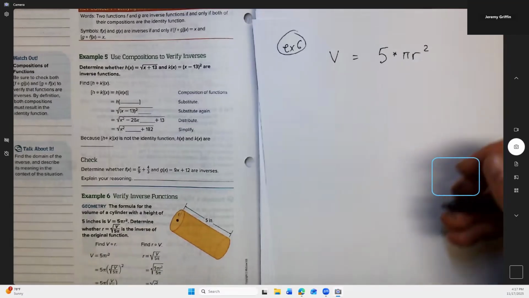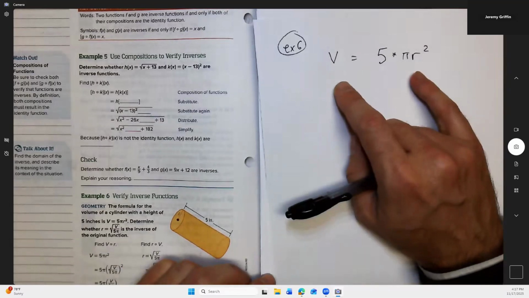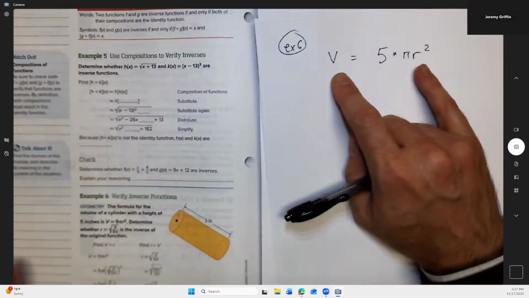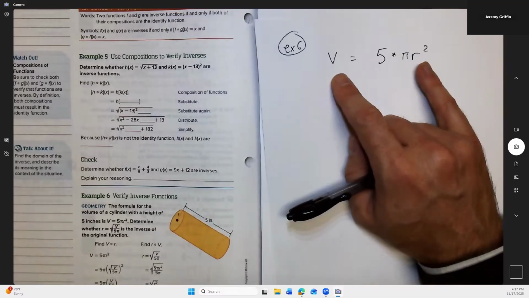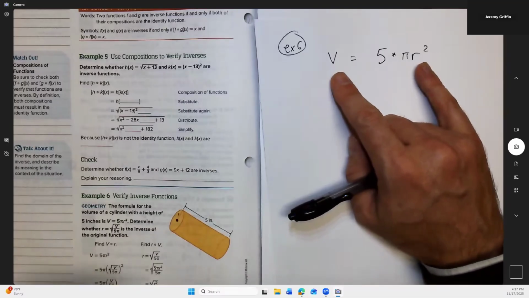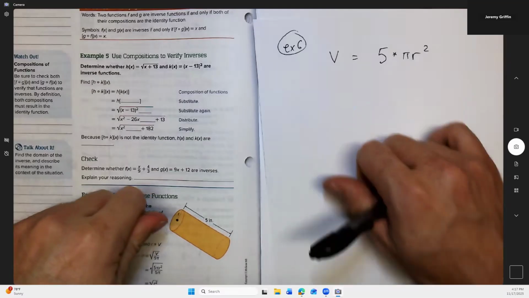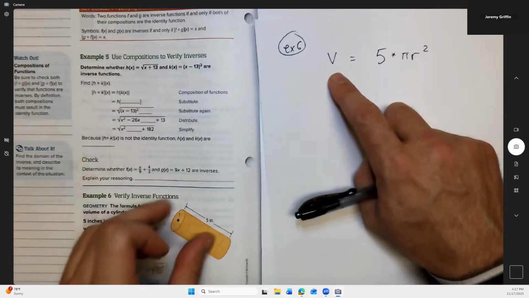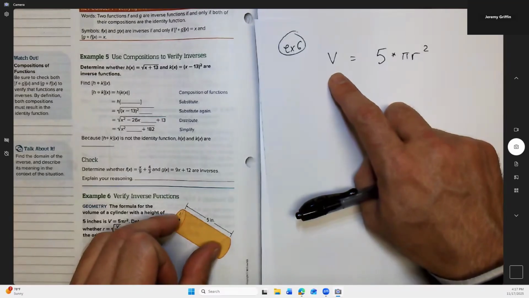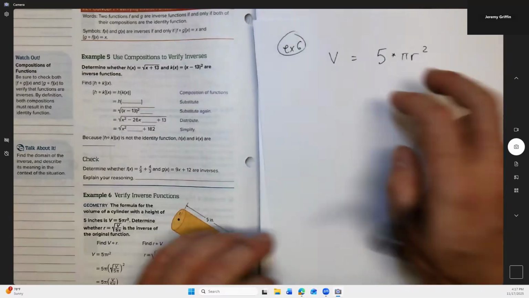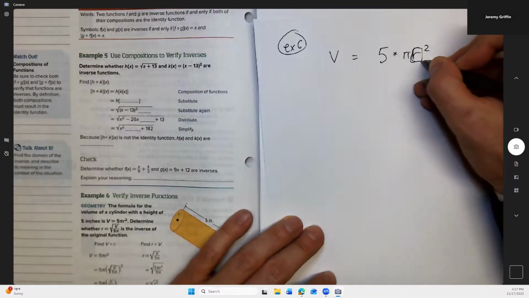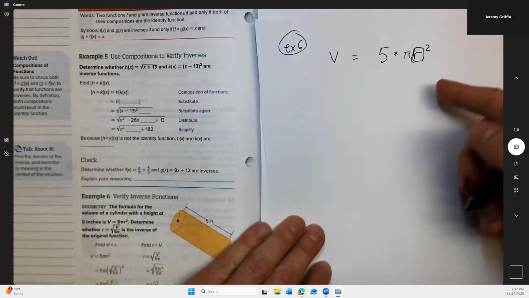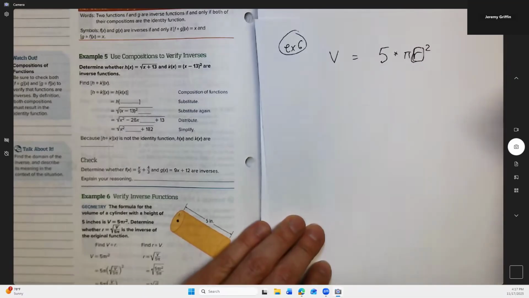Now, what the inverse would mean is not the volume as a function of radius. What if you want to know the radius as a function of the volume? If you fill this with water and pour that out and measure the water, you would know the volume. And if you know this is 5 inches long, you wonder what the radius of the circle is. Well, I can calculate that because I can solve this. That's an inverse relationship. Not V is a function of r, but r is a function of V.